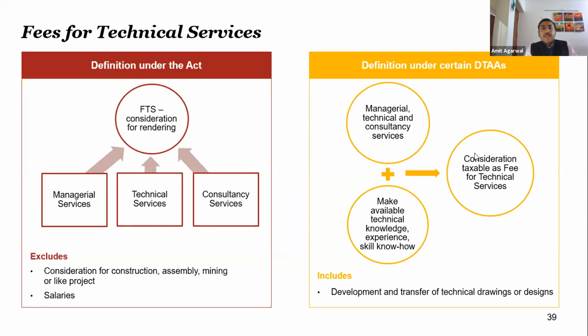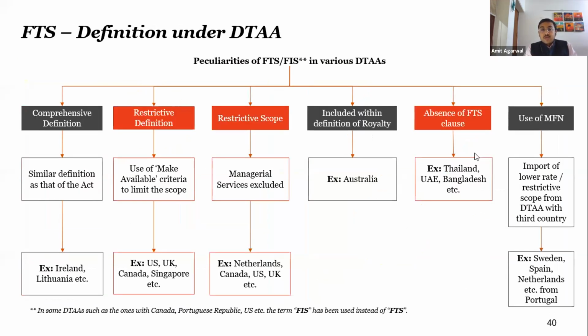Go ahead, Pratik. In this slide, we have quickly wanted to summarize and give you a big perspective of the various categories of treaties and the different categories of definitions of FTS. On the left side, there is a comprehensive definition without any restrictions, saying that any managerial, technical or commercial services will be covered under FTS, and such treaties are like Ireland, Lithuania, etc. Then there are treaties with restrictive definitions which have the make available clause, that you provide managerial, technical and consultancy services, but only if you are making available something will it fall under FTS, and these are like US, UK, Canada, Singapore.